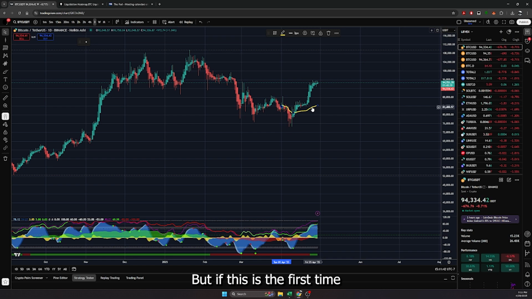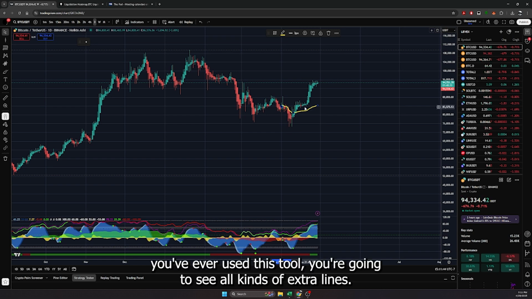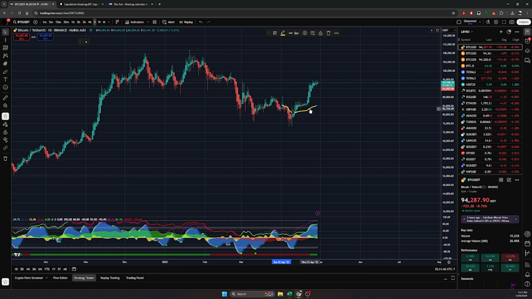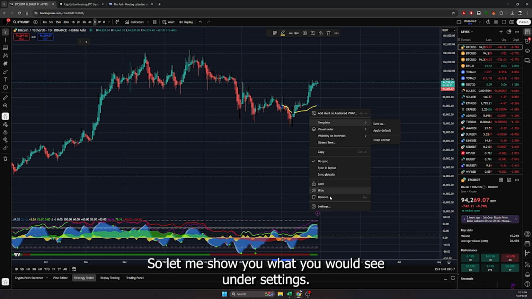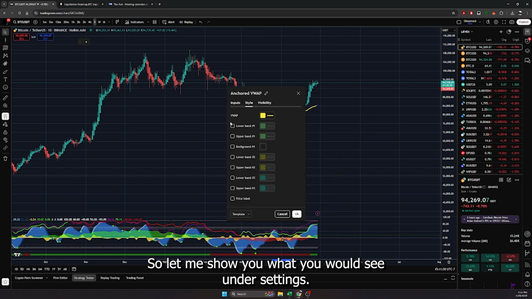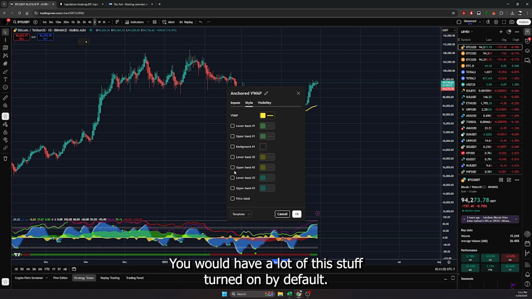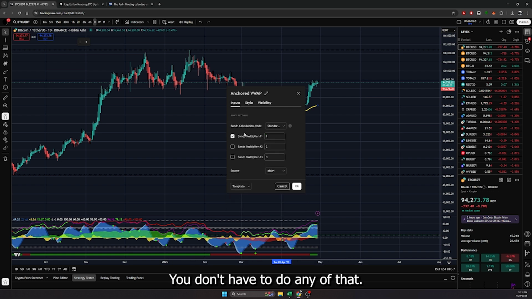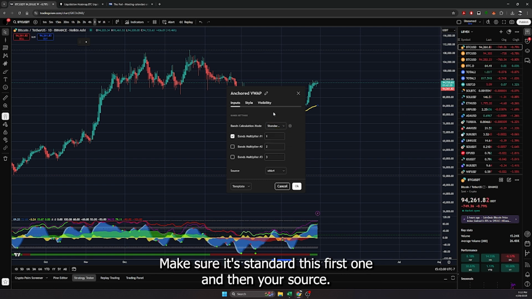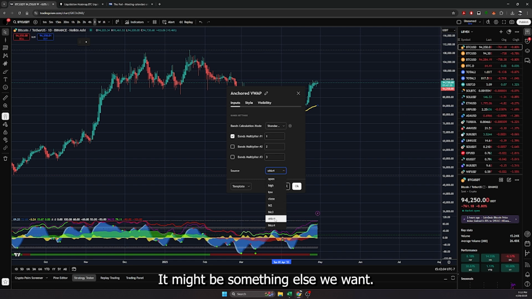But if this is the first time you've ever used this tool, you're going to see all kinds of extra lines. So let me show you what you would see. Under settings, you would have a lot of this stuff turned on by default. You don't have to do any of that. Instead, match my setup. Under inputs, make sure it's standard. This first one, and then your source, it might be something else.